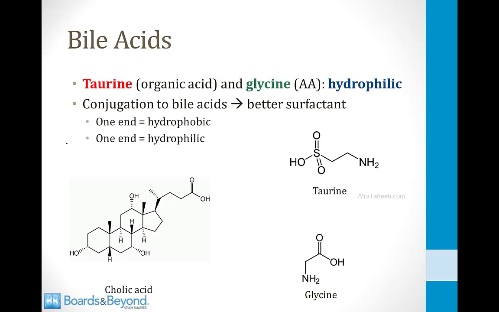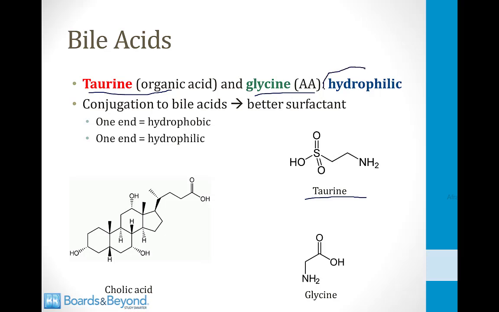To make bile acids into better surfactants, they are conjugated to other structures, which means another structure is added to the molecule to create a hydrophilic end. The two structures that are added are taurine, which is an organic acid. This is the structure of taurine on the screen here, and glycine, which you may know is an amino acid.